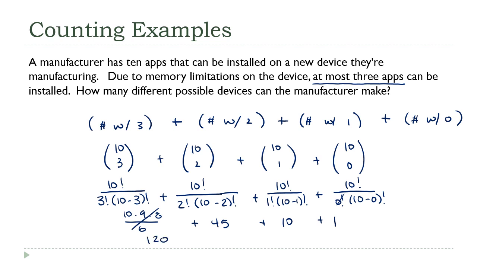All right, good. There you go. Add all of these up. 45 and 10 is 55, plus 1 is 56, plus 120 is 176. And there's your answer.